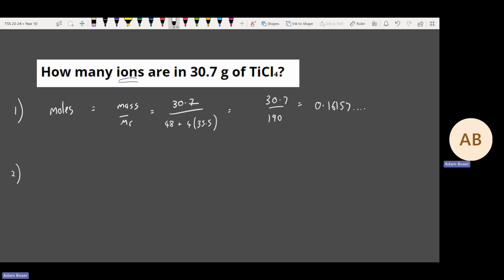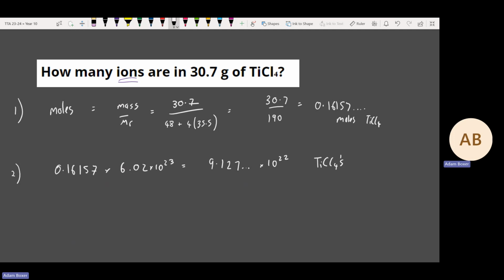Step 2 is to turn that into a number of things, and I use Avogadro's number for that. So this is how many moles of TiCl4 I have. But when I multiply that up by Avogadro's number, I get 9.727 times 10 to the 22. That's how many TiCl4s I have in total.